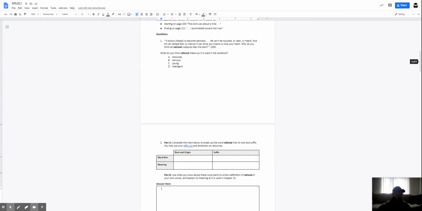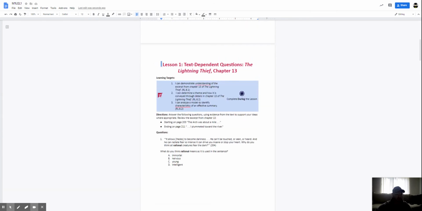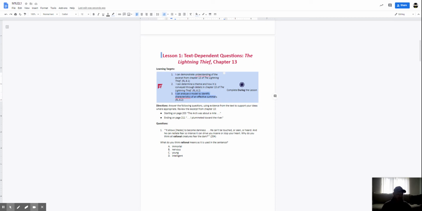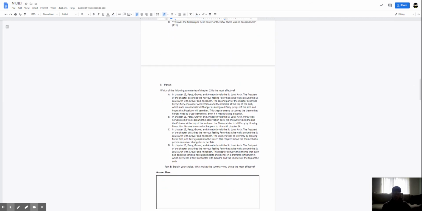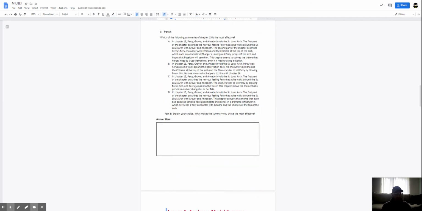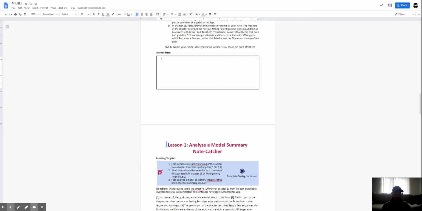So today, we are going to be looking at demonstrating understanding of excerpts, determining theme, and analyzing a model to identify characteristics of an effective summary. So basically, we're looking at a summary or a gist and figuring out how to create good ones. So they gave you a model of that. So these bigger ones, 5 part A, have some gists, and you have to decide which one you think is better, and then give me a quick explanation of why.